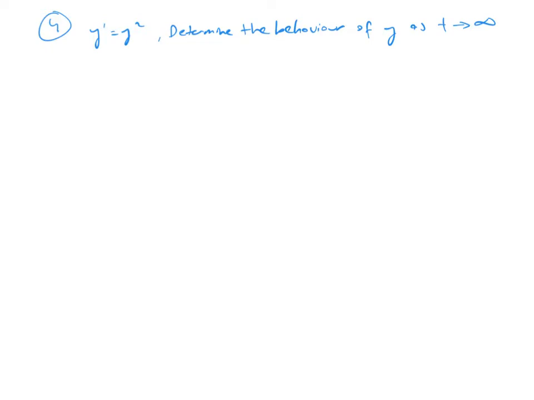In this question, the differential equation is given as y prime is equal to y squared, and we are asked to determine the behavior of y as time goes to infinity. As it is seen from the differential equation, our equilibrium point is 0. And dy over dt is positive for all y values, since y prime is equal to y squared. And let's sketch the graph of this differential equation.